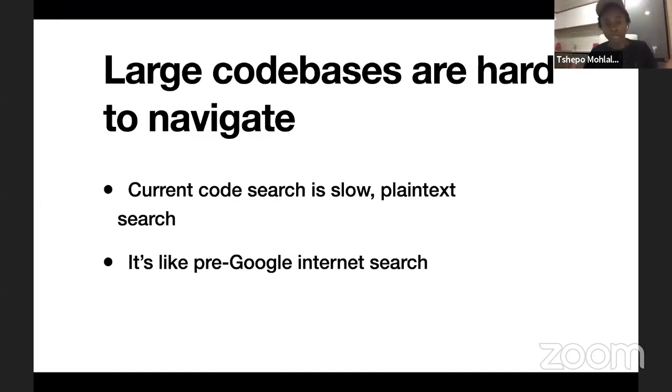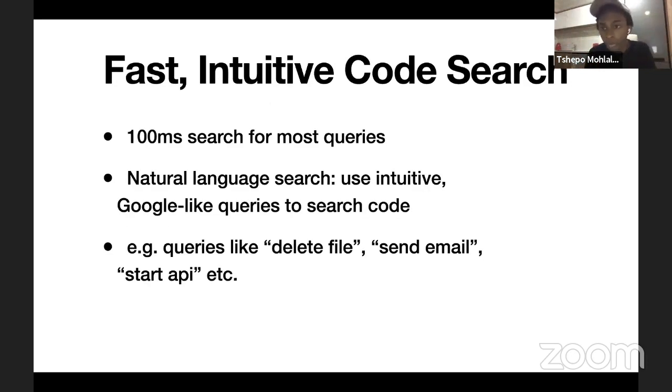So the problem we've identified is that navigating large code bases is really difficult. In fact, the best technology we have for it is decades-old plain text, slow keyword search. A good analogy to the situation that we're in terms of code search is pre-Google internet search. So it's not great. So our solution is fast, intuitive, just much better code search.